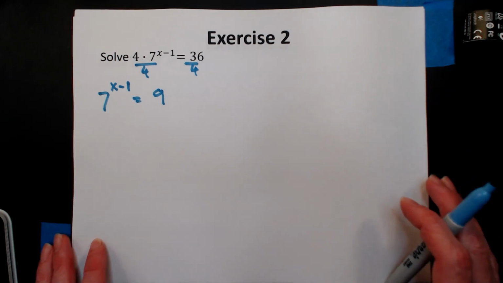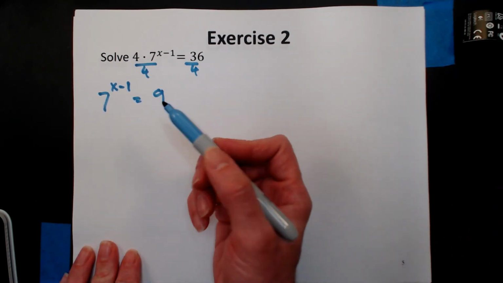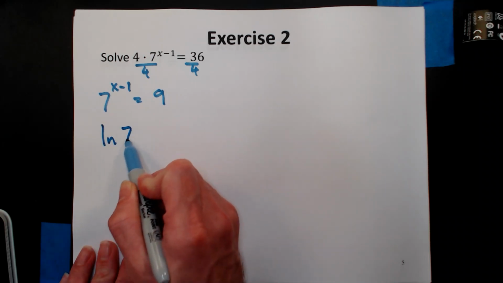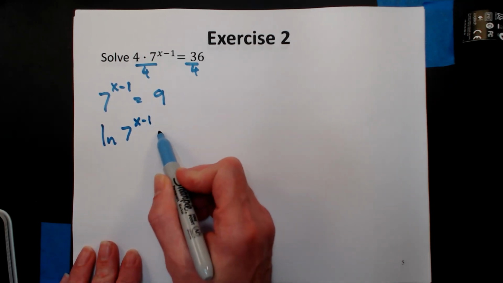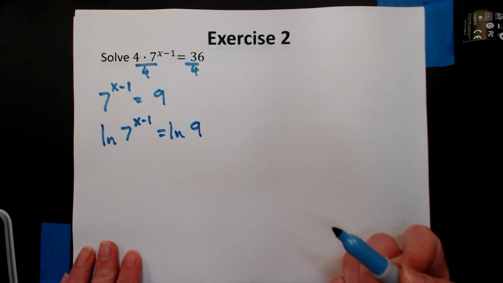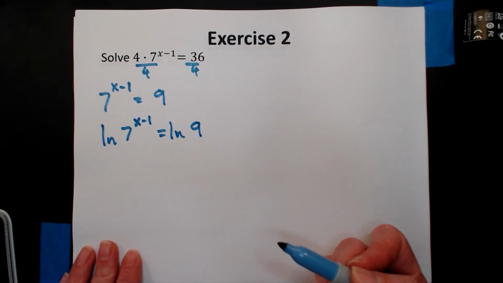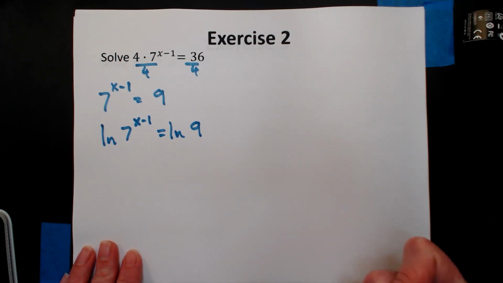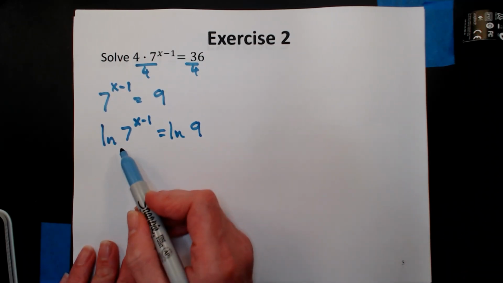I'll use natural log for this one. So I'm going to take the natural log. You can use log of both sides. As long as you do it to both sides, you're fine. So the natural log of 7 to the x. And remember, it's your choice. If you like to stick with log, you can stick with log. The only reason why you choose natural log over log is if you had e to some power, that would be more likely.